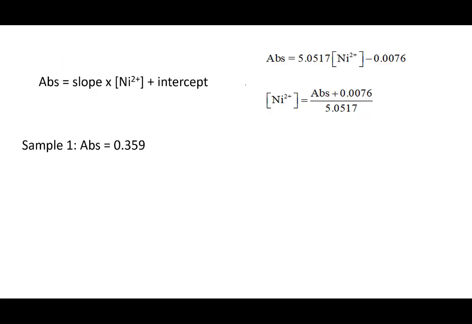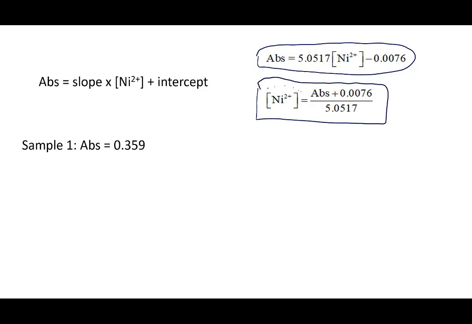And so let's do sample one mathematically. So the equation we had is absorbance equals 5.0517 times the nickel concentration minus 0.0076. That can be rearranged to solve for the nickel concentration to give absorbance plus 0.0076 divided by the slope. So let's go ahead and do this for sample one.